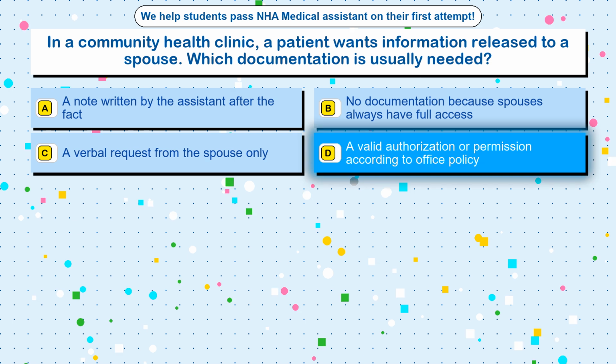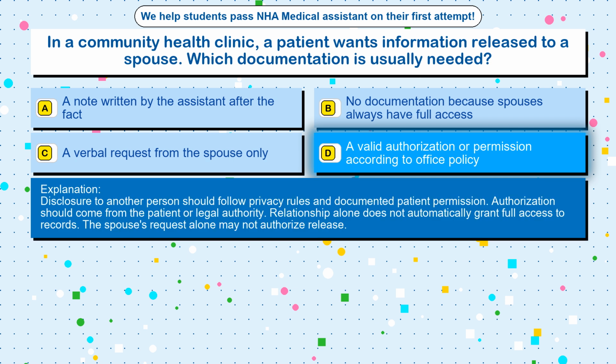The correct answer is option D, a valid authorization or permission according to office policy. Disclosure to another person should follow privacy rules and documented patient permission. Authorization should come from the patient or legal authority. Relationship alone does not automatically grant full access to records. The spouse's request alone may not authorize release.